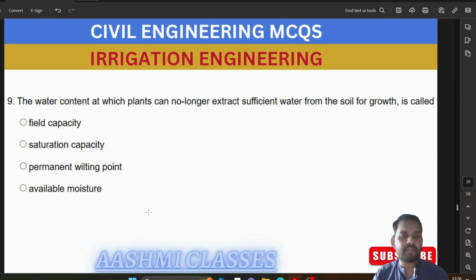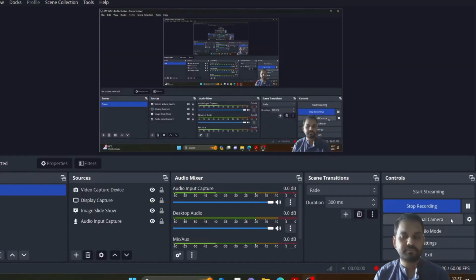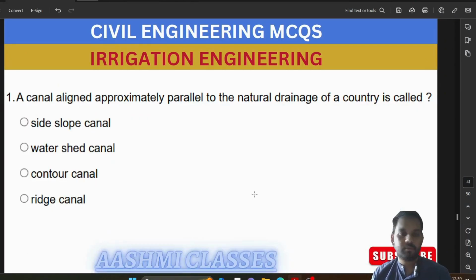The water content at which plants can no longer extract sufficient water from the soil for their growth is called permanent wilting point. The maximum depth in soil strata in which the crop spreads its root system and derives water from the soil is called root zone depth. A canal aligned approximately parallel to the natural drainage of a country is called side slope canal.